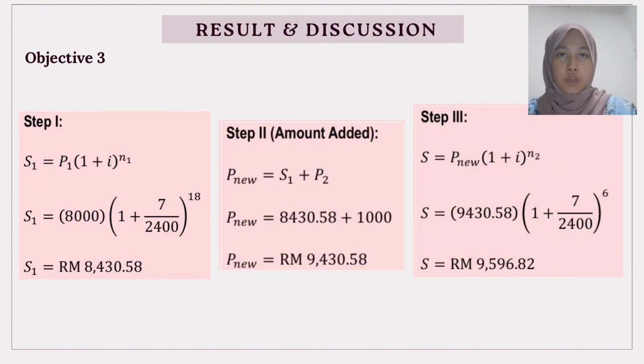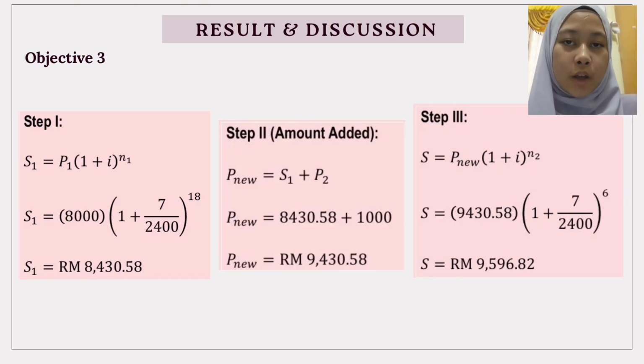First step of objective 3, we are going to use the formula S1 equals P1 multiplied by (1 plus i) to the power of N1. S1 equals 8,000 multiplied by (1 plus 7 over 2,400) to the power of 18. So the answer of S1, we are going to get RM 8,430.58.